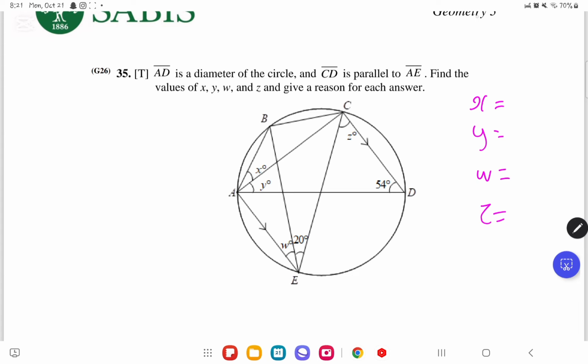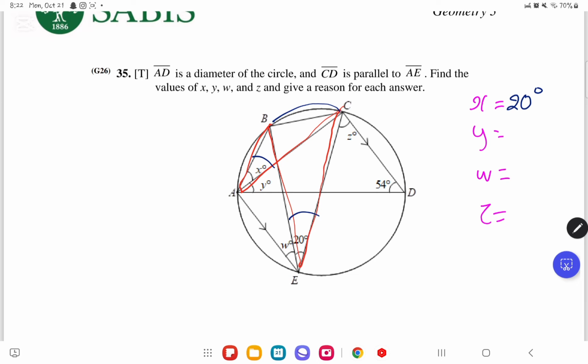Okay? So very easily, we have to have a quick eye when we're doing this, okay? You can see that angle X and this over here intercept the same arc. So they're both inscribed angles and they're both intercepting the same arc. This one is 20 degrees, so that's definitely this one will be 20 degrees. Now, why?